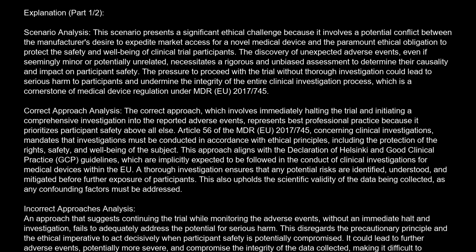Incorrect approaches analysis. An approach that suggests continuing the trial while monitoring the adverse events, without an immediate halt and investigation, fails to adequately address the potential for serious harm. This disregards the precautionary principle and the ethical imperative to act decisively when participant safety is potentially compromised. It could lead to further adverse events, potentially more severe, and compromise the integrity of the data collected, making it difficult to establish a true risk-benefit profile for the device. This approach violates the spirit and letter of MDR EU 2017/745 regarding the conduct of clinical investigations and the protection of subjects.